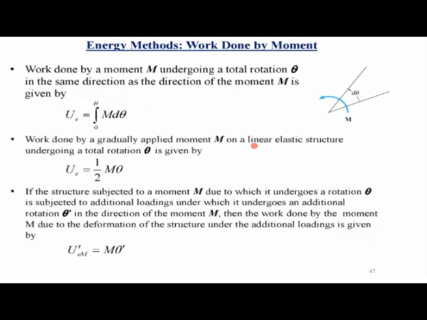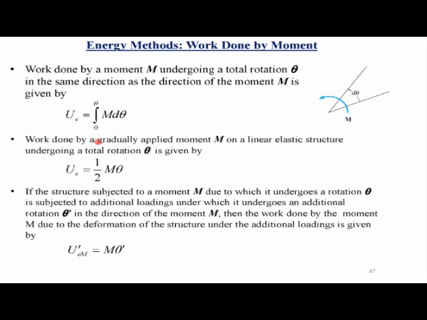Now, instead of a load, if you have a moment acting on a member, the work done by the moment undergoing a rotation theta in the same direction as the moment is given by M times d theta, where d theta is a small rotation in the direction of the moment, and then you integrate that from 0 to theta. Theta is the final rotation undergone by the system on which the moment is applied.